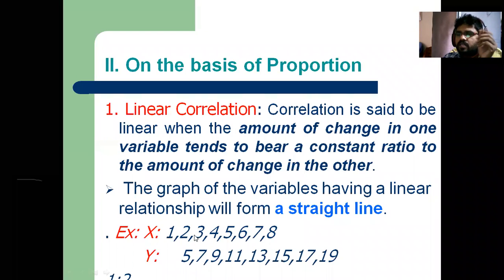See, 2 to 3 is a change of 1, and 7 to 9 is a change of 2. Again 3 to 4 and 9 to 11, there is a change of 1 and a change of 2. That is called the same ratio. When you plot a graph using linear correlation data, the linear relationship will form a straight line. So when we have a linear correlation and plot the graph, you will get a straight line. We can show how we get a straight line on the basis of this data.